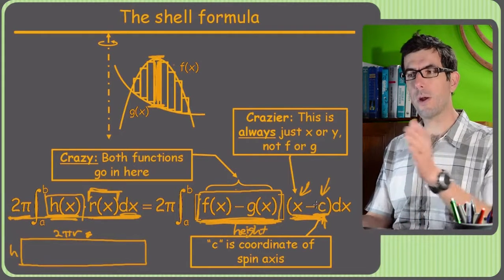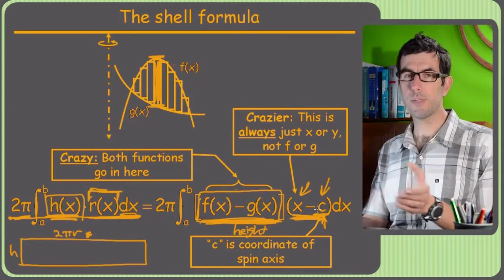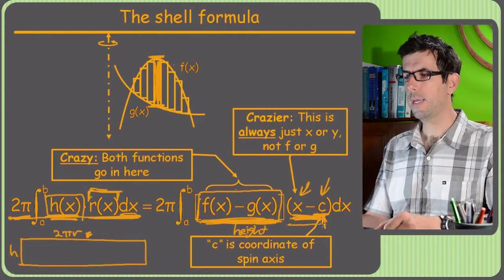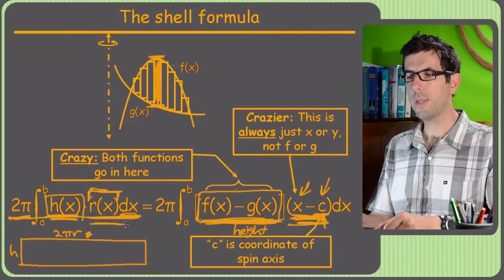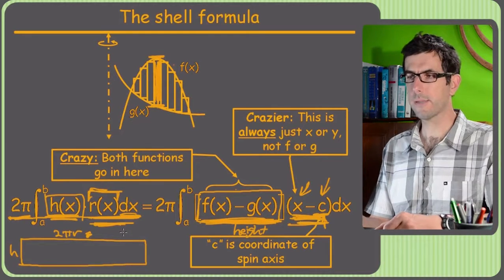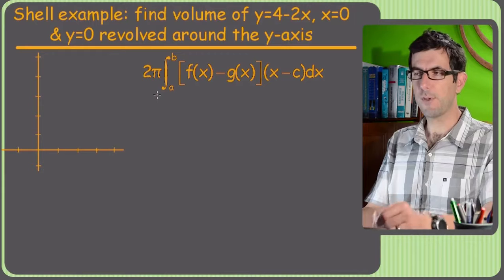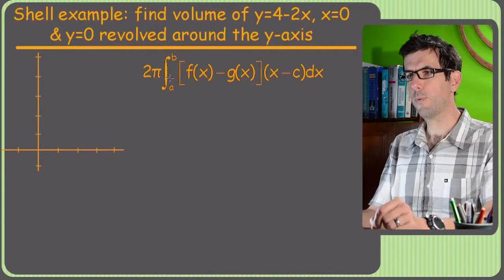If we get into harder problems, we might have a c minus x or c minus y, but it's always x or y to the first power. There's never an exponent in this r portion. So never an exponent within r of x. And that's actually what makes this simple, but also makes it confusing if you're used to the washer method.